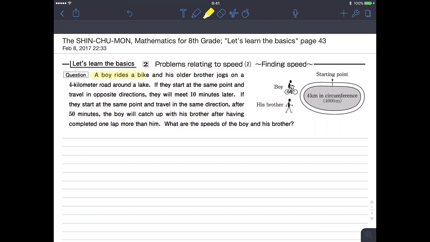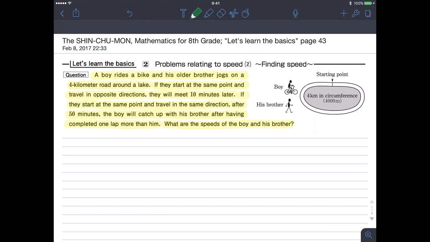A boy rides a bike and his older brother jogs on a 4-kilometer road around a lake. If they start at the same point and travel in opposite directions, they will meet 10 minutes later. If they start at the same point and travel in the same direction, after 50 minutes, the boy will catch up with his brother after having completed 1 lap more than him. What are the speeds of the boy and his brother?